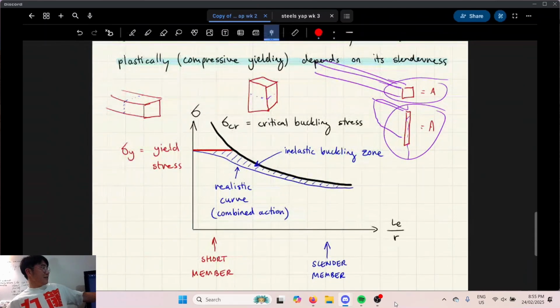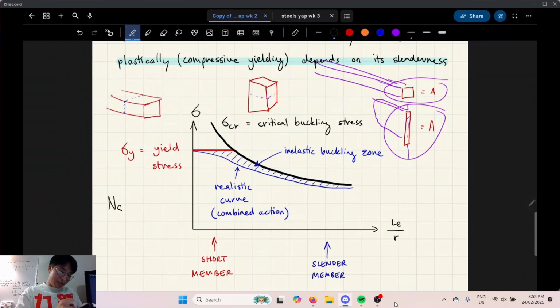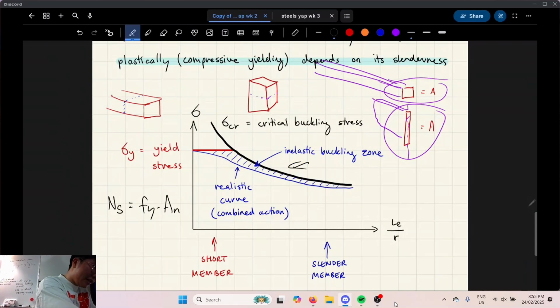The red line is analogous to if kf wasn't a thing. Compression failure, right? It's as if you're saying your section capacity is equal to only Fy and An. That's no buckling. That's the red line. This one is accounting for kf and it's accounting for our next step as well, which is along the other line, the Euler line, the alpha c.